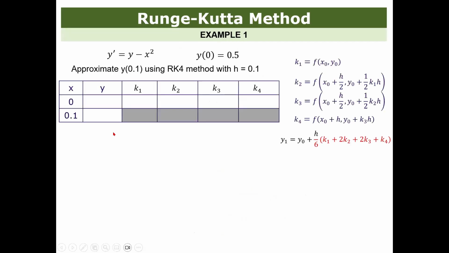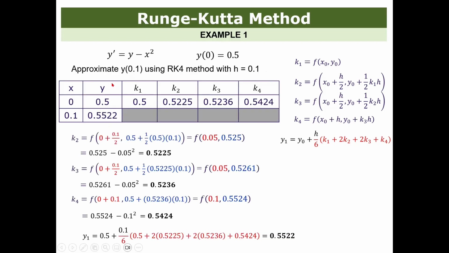All right. Again, the first step is to sketch a table and then determine how many steps we have to do. For the Euler example, we had to approximate y at x equal to 0.2. But for this example, the question asks us to find the value of y at x equal to 0.1 with h equal to 0.1. So we only need one step to find our approximation value.